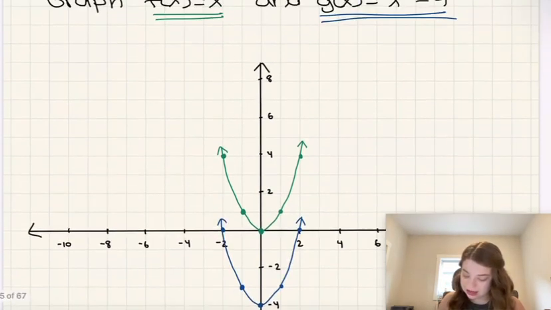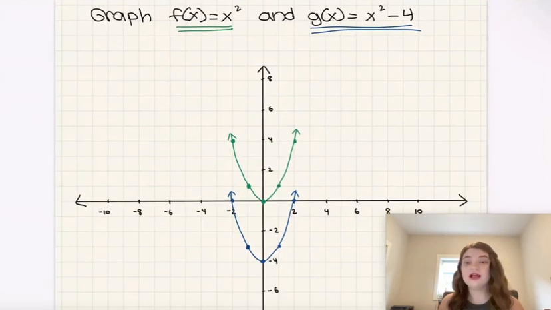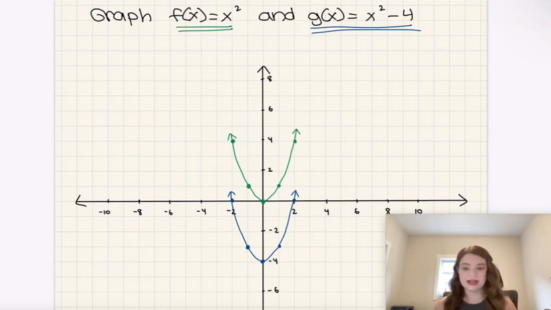Now, had there been a coefficient for the x squared value other than 1, we would have done other things, right? If there was a negative there, we would have flipped it, or if there was another number there, we would have done a stretch or a compression, something like that. But in this case, we really just need to take this exact graph exactly the way it is and move it down by 4, and that gives us our new graph.